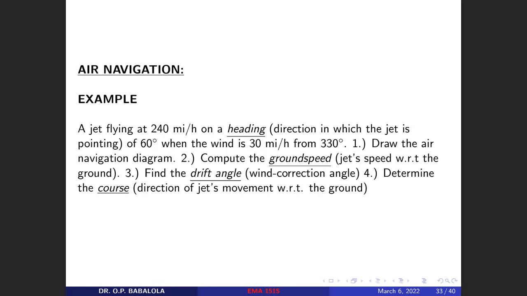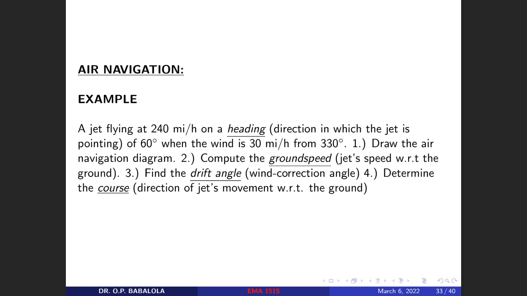Remember that wind now is the opposing force, okay? And it's going to be pulling it down, like trying to reduce the speed of the plane. So we have been told to draw the air navigation diagram to compute the ground speed, that is the jet speed with respect to the ground. And that will be the resultant. Take note, the ground speed will be the resultant speed. And then find the drift angle, that is the wind correction angle, and determine the course.